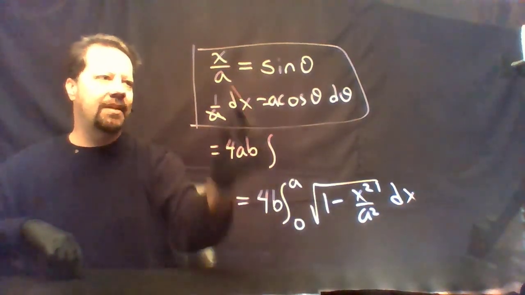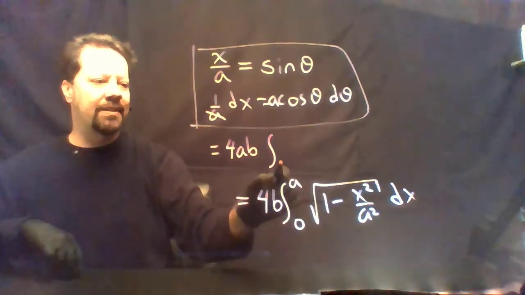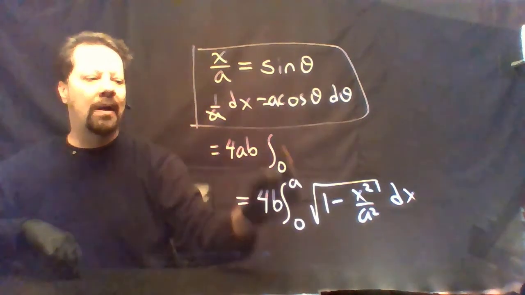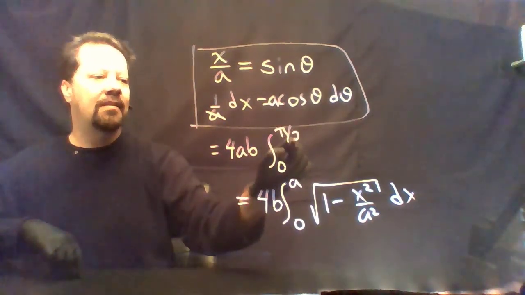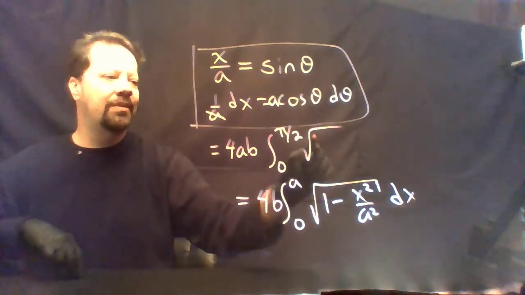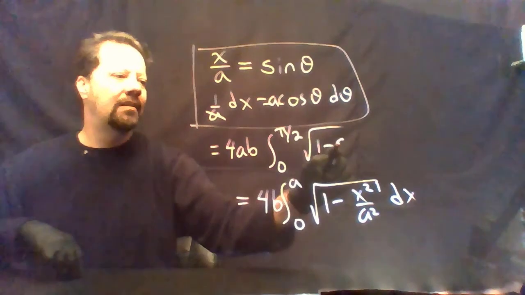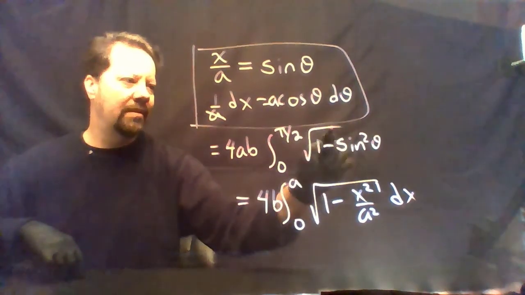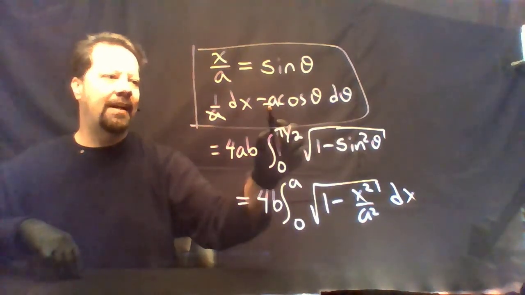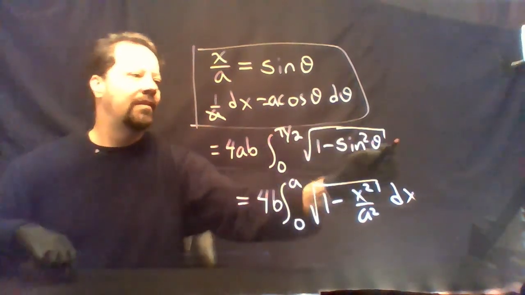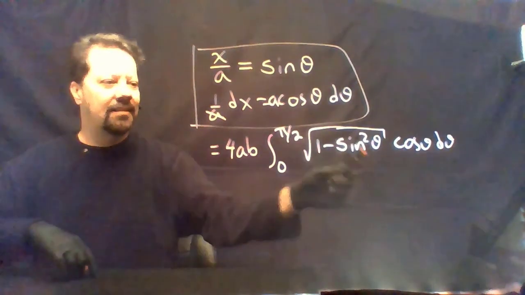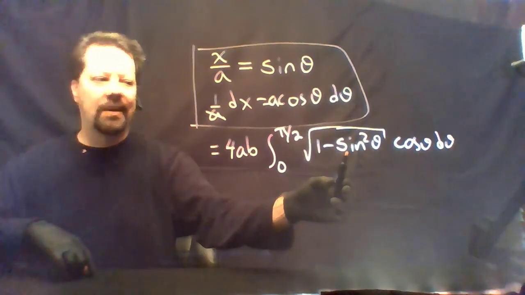Note that if x is equal to 0, then theta must be 0. And if x is equal to a, sine of theta will be 1, which means the angle is pi over 2. We'll have the square root of 1 minus sine squared theta, and dx is replaced by a. We've already moved the a out. Cosine theta d theta. 1 minus sine squared is cosine squared.